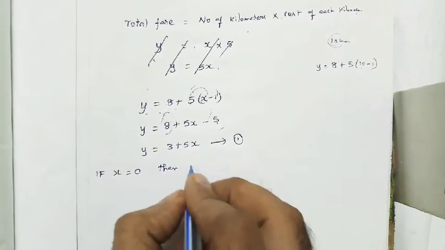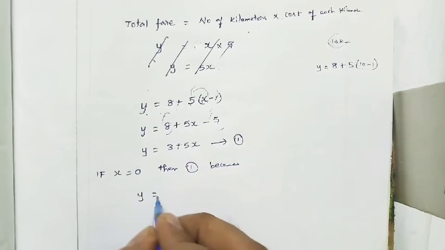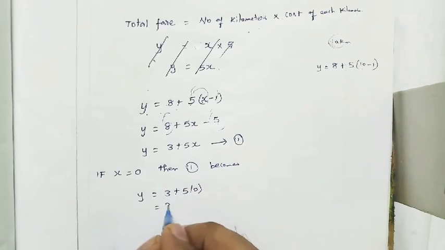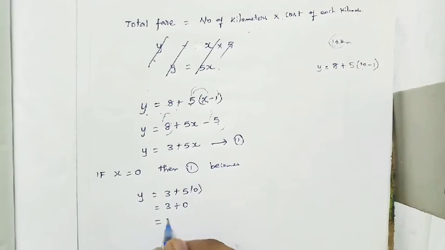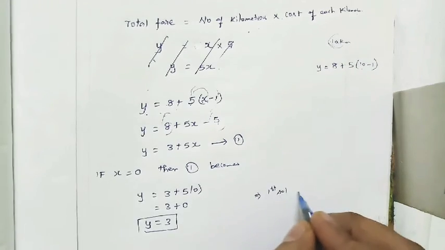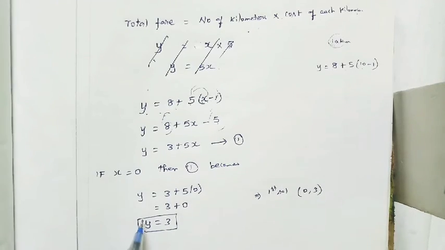If x is equal to 0, then equation 1 becomes y is equal to 3 plus 5 into 0. 3 plus anything into 0 will become 0. So 3 plus 0 is 3. So y is equal to 3. So what is the first solution? The first solution is 0 comma 3, x comma y, where x is 0 and y is 3, right?